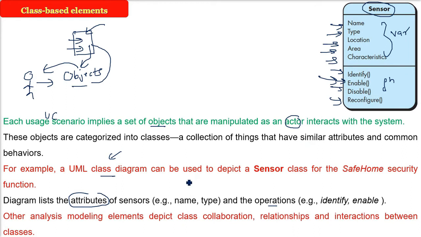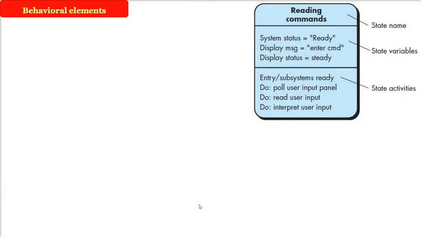Other analysis modeling elements: here the classes, how they collaborate, how the classes are going to have relationships. Are you going to inherit certain classes? What are the interactions between the classes? This also comes under analysis modeling. So this analysis modeling consists of everything from the use case development till here, and again going up to the behavioral elements.